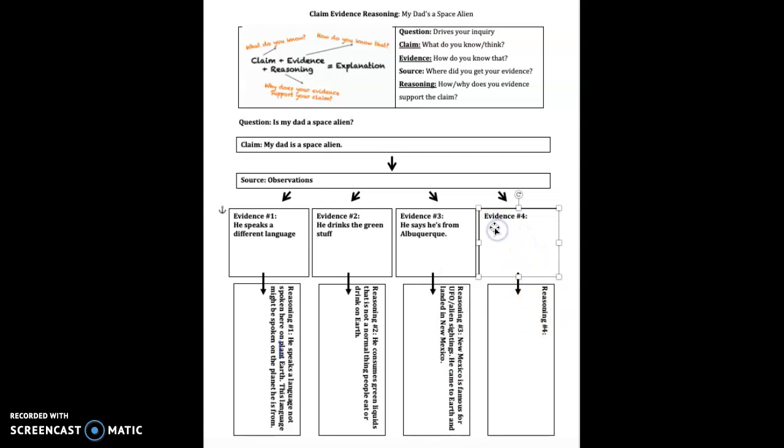And her last piece of evidence is that he has a spaceship. So last thing, so our reasoning, how does that evidence support the claim that he is a space alien? Well, we can say aliens use spaceships as their mode of transportation.